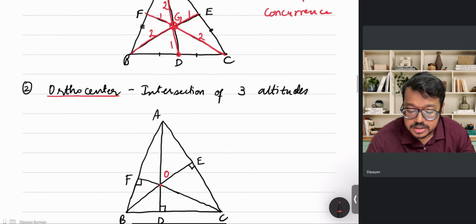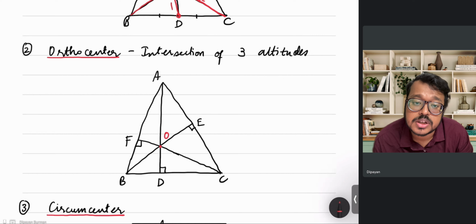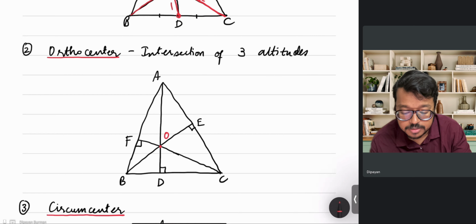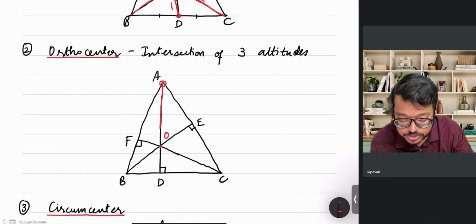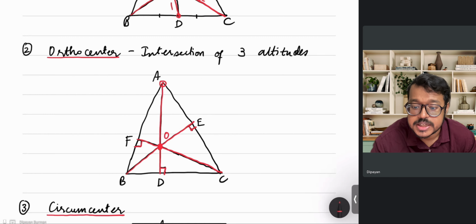Then another center is the orthocenter, and it is the intersection of three altitudes of a triangle. Altitude means the line segment which is from one vertex of the triangle perpendicular to the opposite side of the triangle. So if I draw all the three altitudes of the triangle, then the point of intersection is known as the orthocenter. Here I have labeled O as the orthocenter.